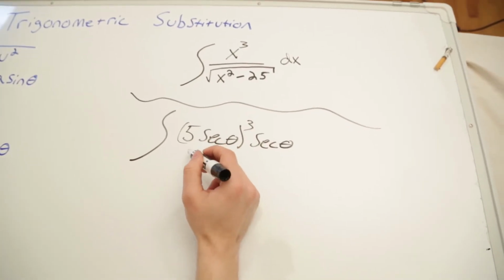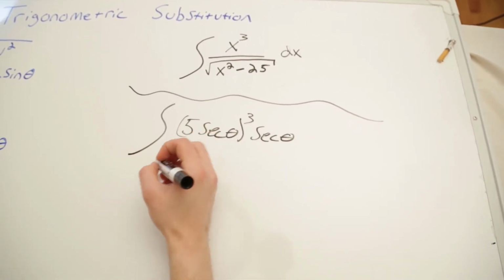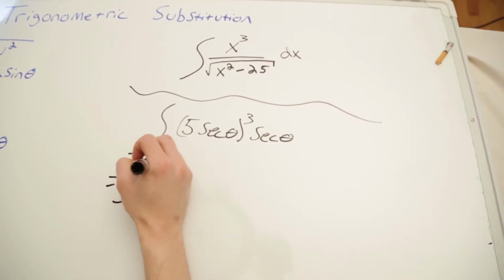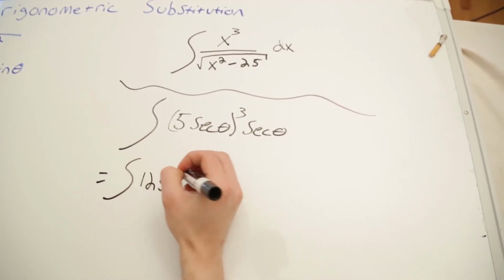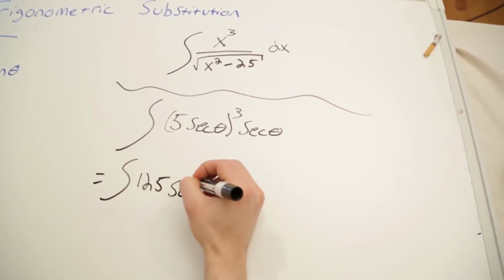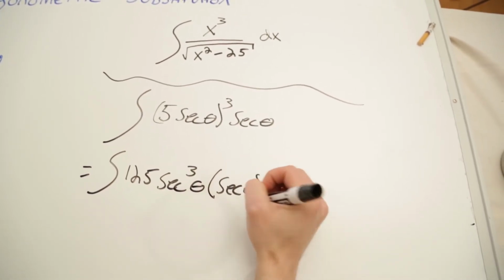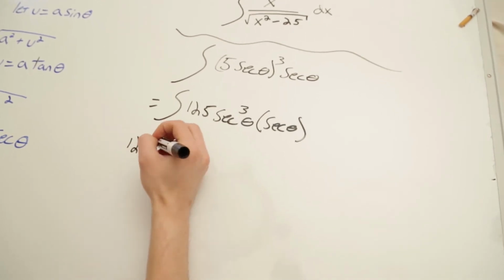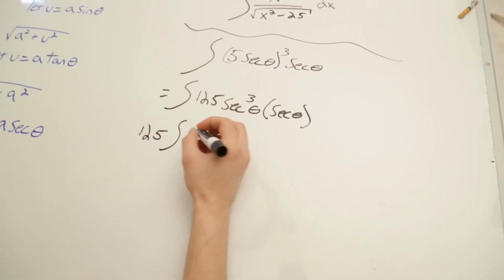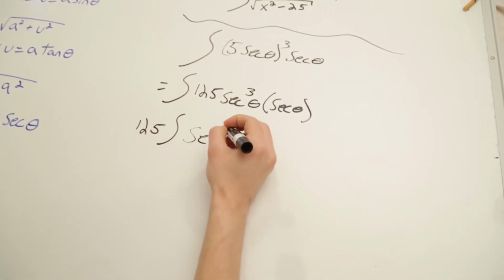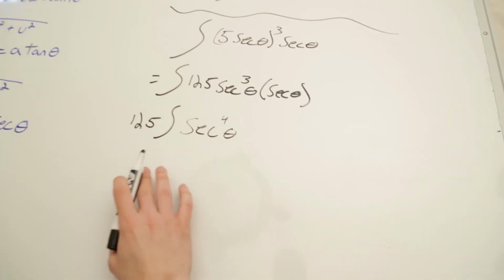So let's cube this 5 and cube this, and this will equal the integral of 125 secant theta cubed times secant theta. Let's pull out this 125, and we have the integral, if we multiply these two, of secant 4 theta. This one's a little trickier. We're gonna have to use some trigonometric integral techniques.